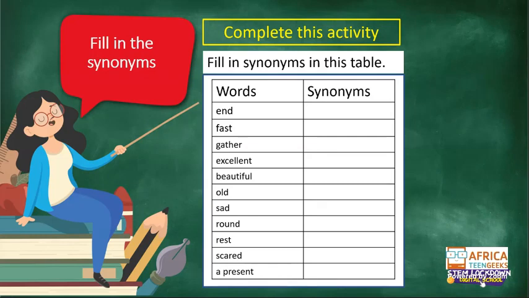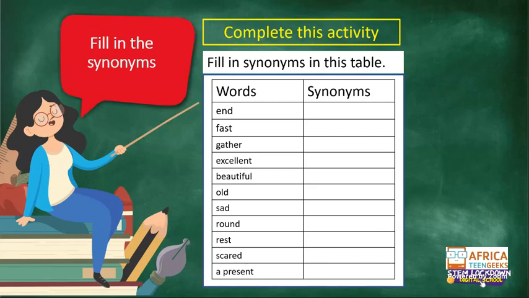Gather, good. Together. Gather. What would you say? Together. Gather would be collect. To gather things, to collect. Okay. Excellent. Good. Beautiful can also go with cute. Cute. Okay. Pretty. Old, older, elder. An elder. Okay. Or elderly. Good.